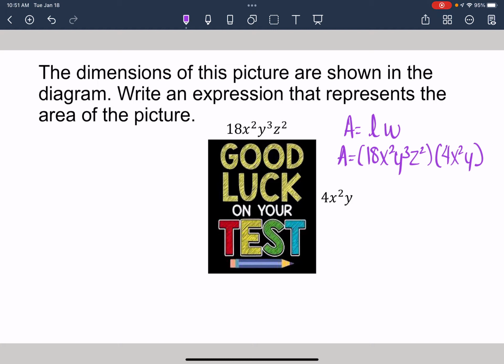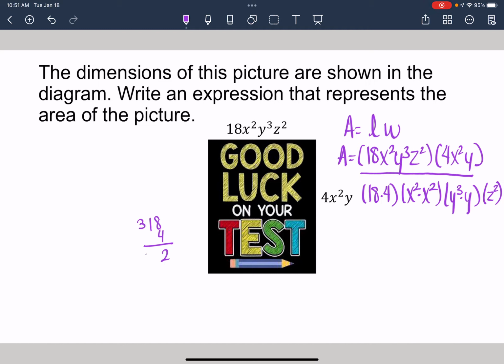So now all I need to do is use my exponent rules to multiply out these two monomials. So remember, I'm going to pull out the whole number. So I have 18 times 4. Then I have x squared times x squared, y cubed times y, and then the z squared is just by itself. So 18 times 4, let's see, 8 times 4 is 32, so it's going to be 72.